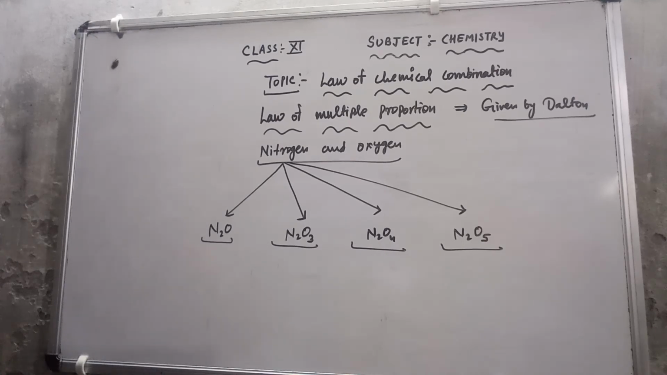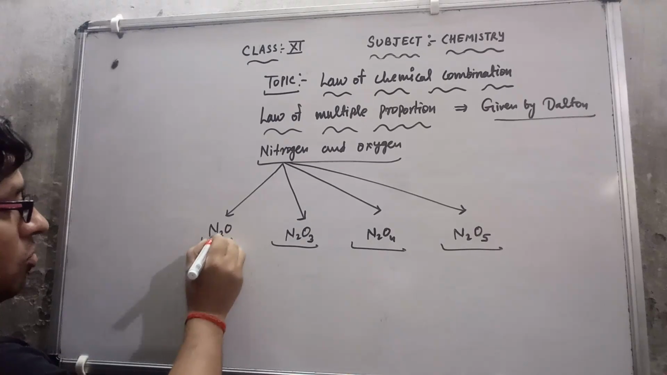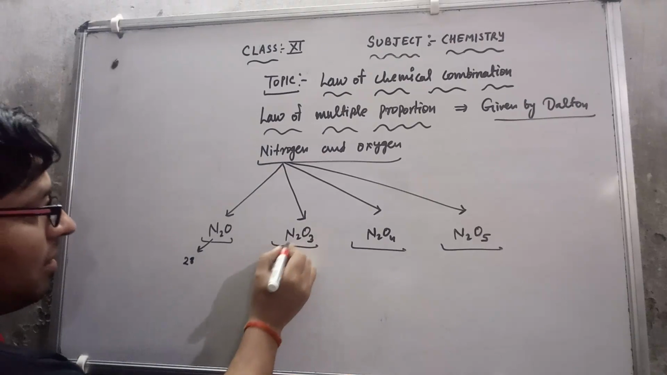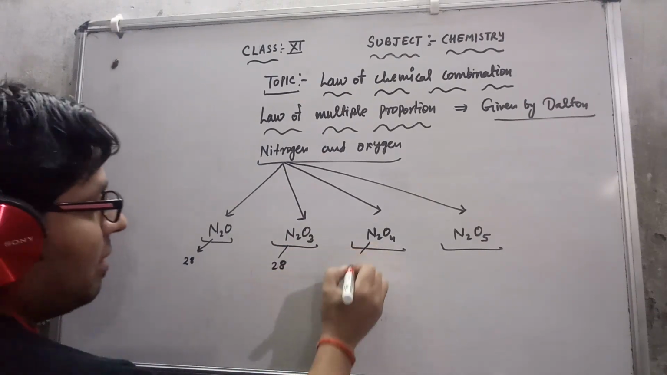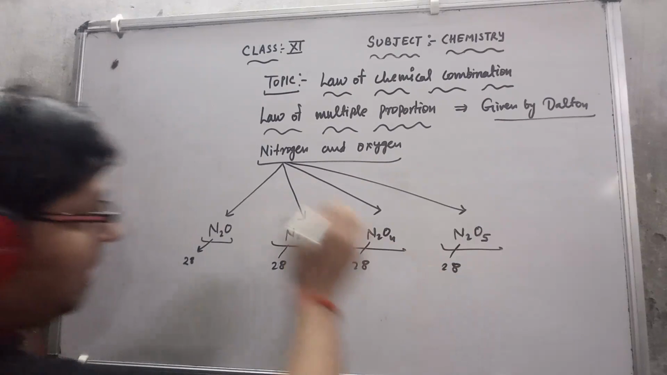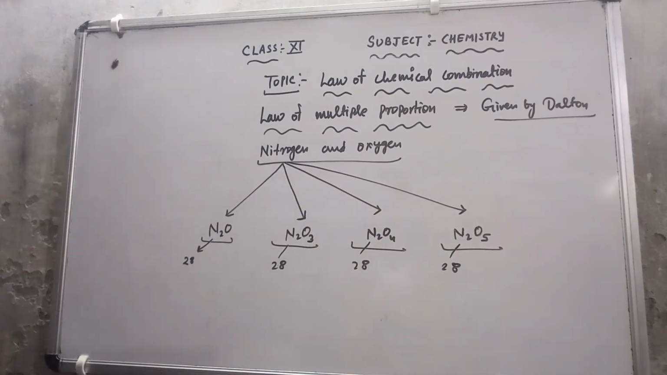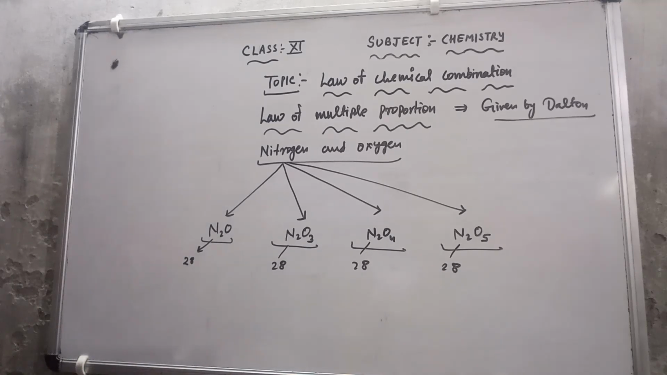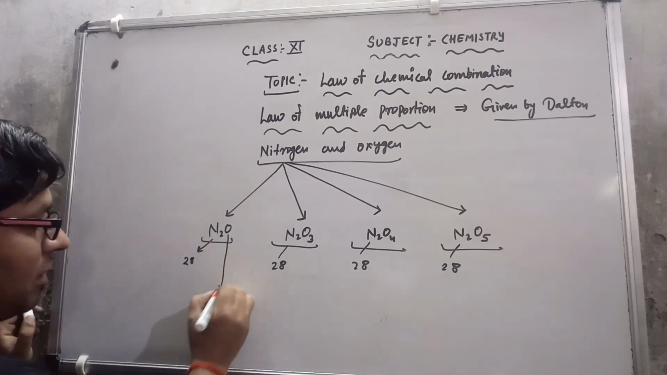Which element is here whose mass is fixed? That is nitrogen. Here you can check, nitrogen mass is 14, 14 times 2 is 28. Here also 28, here also 28, here also 28, here also 28. That means the mass of nitrogen is fixed, that is 28. So there is no problem. So the other element's mass in all the compounds will be in a simple whole number ratio.